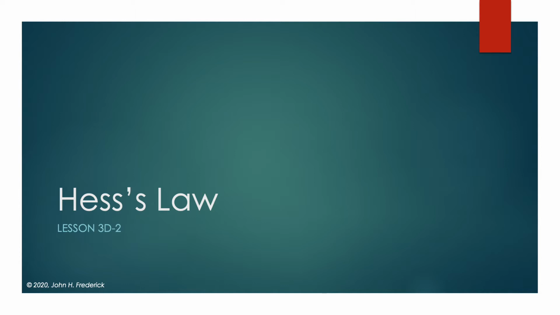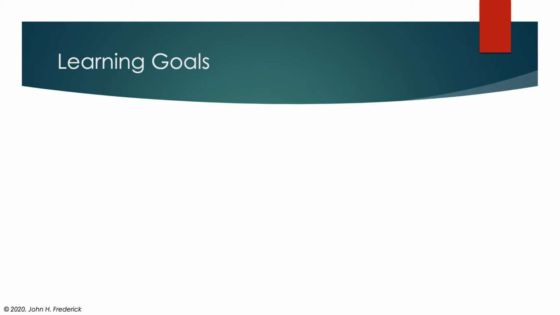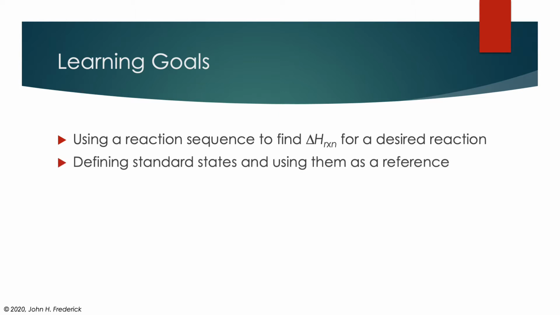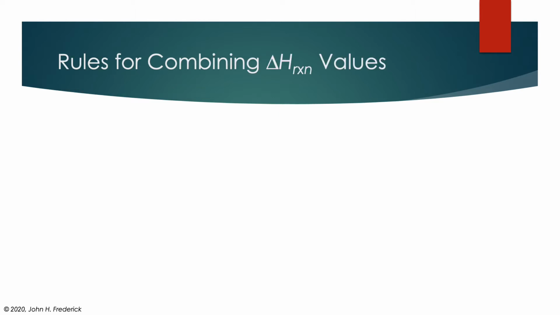And so this is a tremendous utility for those of you who want to go on and learn something about the energy changes in reactions in a variety of different circumstances. So our learning goals are going to be to use a reaction sequence to find a change in enthalpy, and then to talk about defining standard states and how they can be used as a reference, and in particular how tabulated values of them can be used to determine enthalpy changes for reactions.